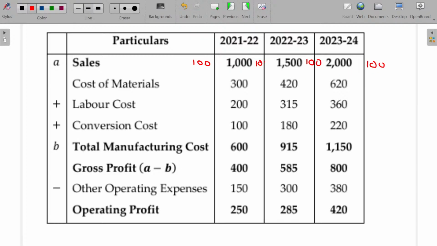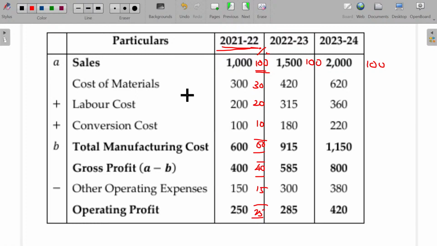Now from this it is very clear. For the year 21-22, 1000 is assumed to be 100. What about the rest? 300 is assumed to be 30%. 200 represents 20%, and 60% is the overall manufacturing cost. And GP being 40%. And other operating cost being 15%, so net operating profit being 25%. This is the result in year 1.